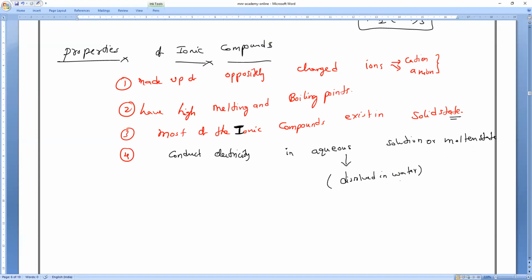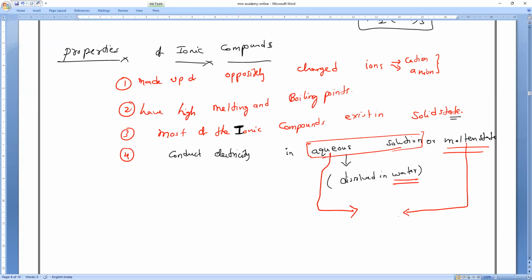If you dissolve them in water, it is called an aqueous solution. Then only they will conduct electricity. Or else you directly melt them, then also they will conduct electricity. Do you understand, everybody? All of you clear? So in the solid state, they will never conduct electricity. Only when they are dissolved in water or melted directly will they conduct electricity. This is what we call electrolytes, where the electricity passes in the dissolved or aqueous state.